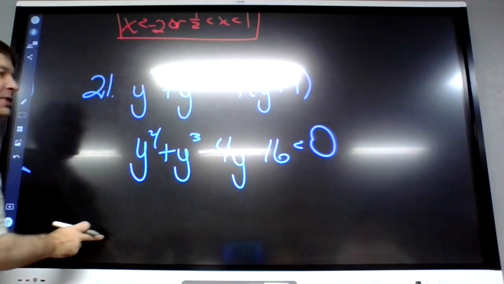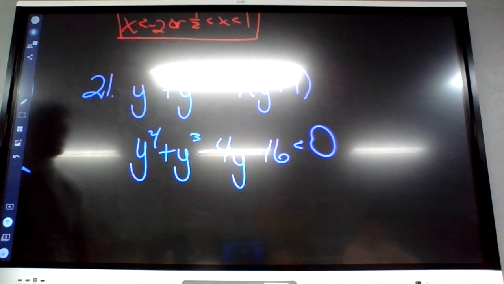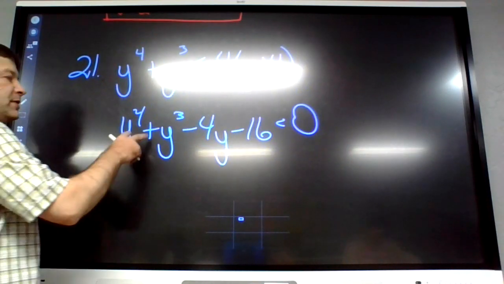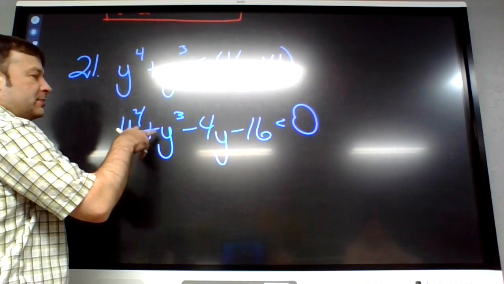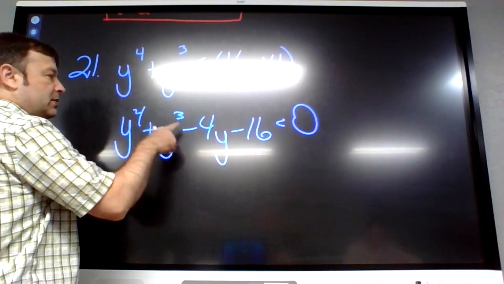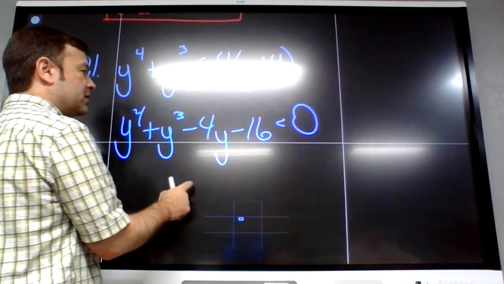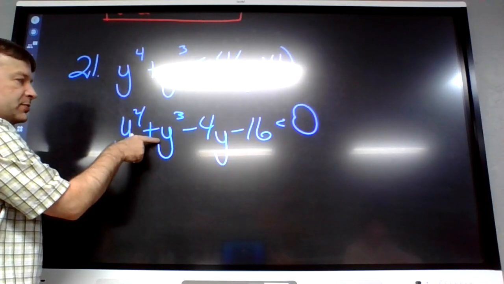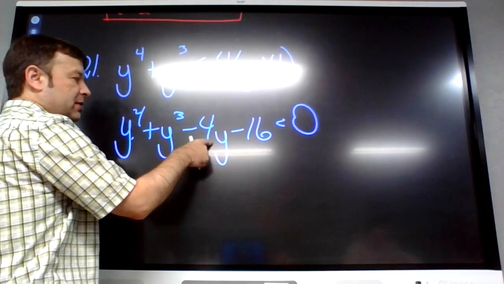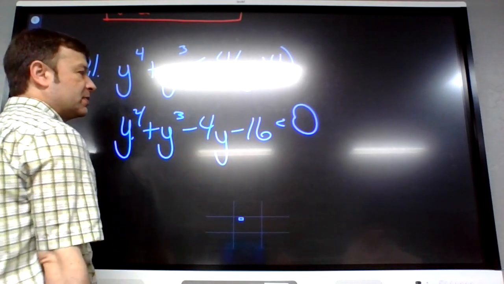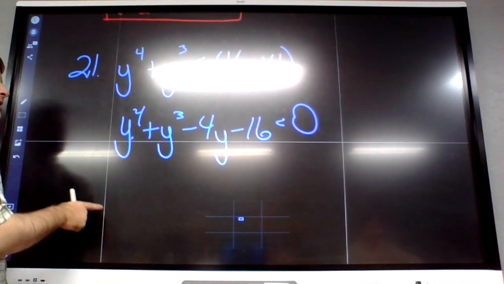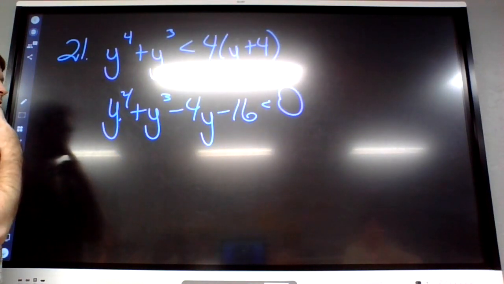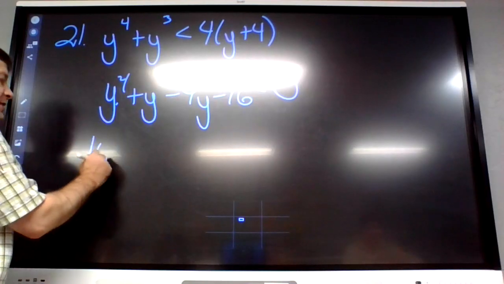Okay, I believe grouping's not gonna work. Darn. Wait, what? It doesn't? Yeah. If you take out a y squared here, well, this is y to the 4th too. That's another problem. Take out y cubed here, you're left with y squared plus 1. Take out negative 4, you're left with y plus 4. Anyway, it's not going to be the same in parentheses, so crud. Factors of 16.